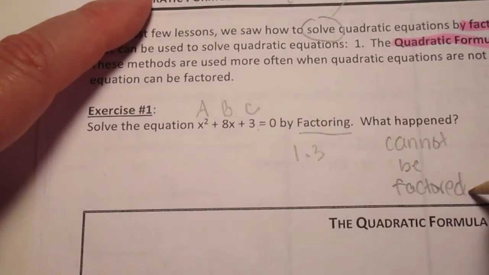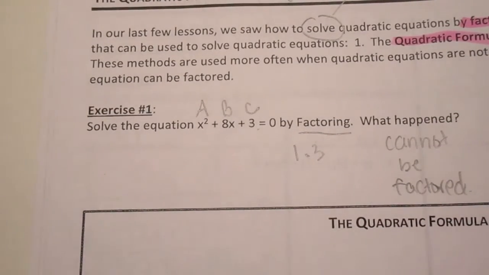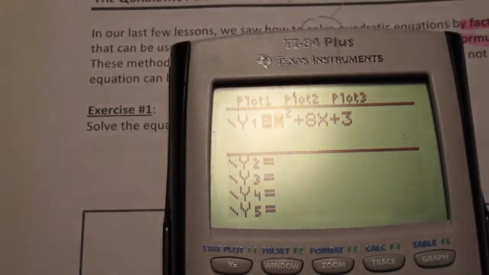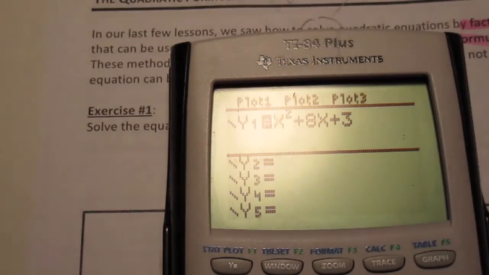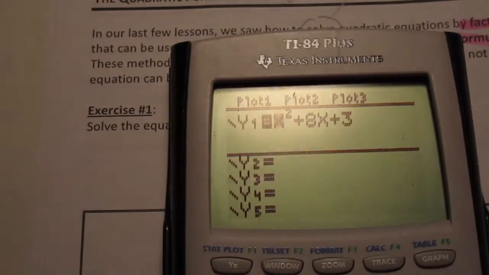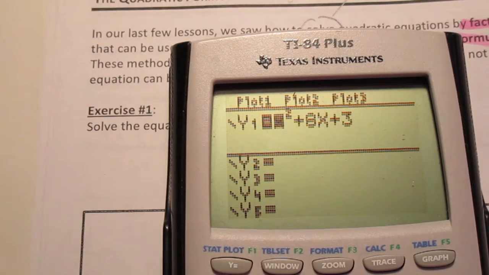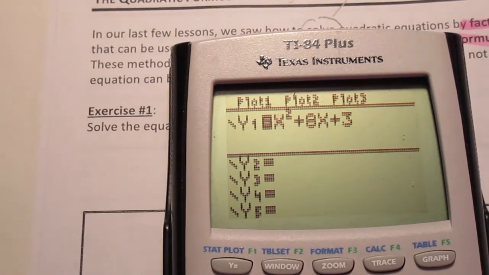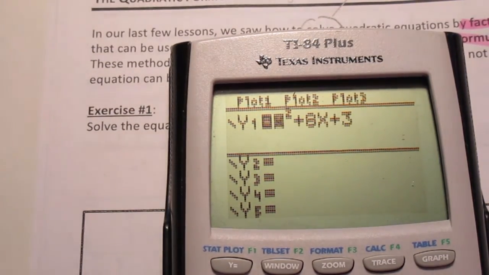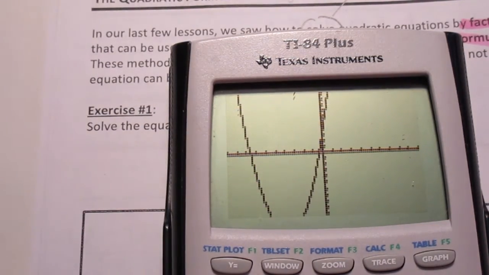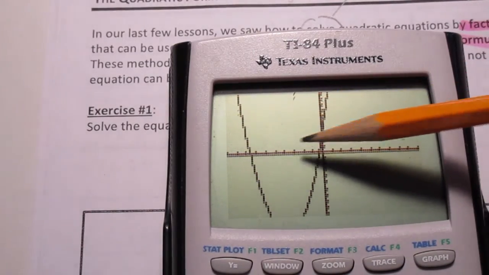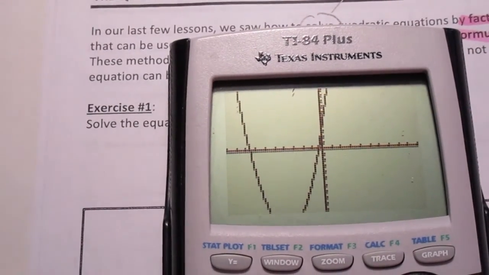If it cannot be factored, we need another method to find the answers. Let me show you what this looks like. I put this into my graphing calculator. If you have a graphing calculator, you can do this. If you don't, just follow along. I typed into my y equals x squared plus 8x plus 3, the same problem you have on your paper. When I graph it, I do get two nice x-intercepts, and I zoom in a little bit.